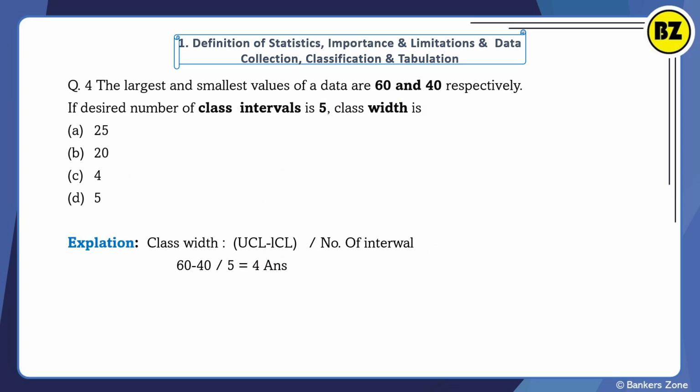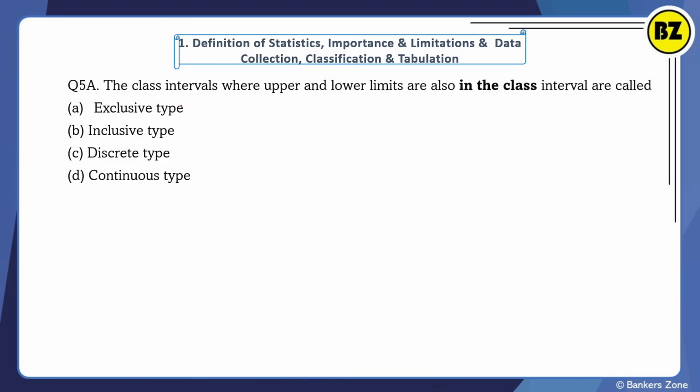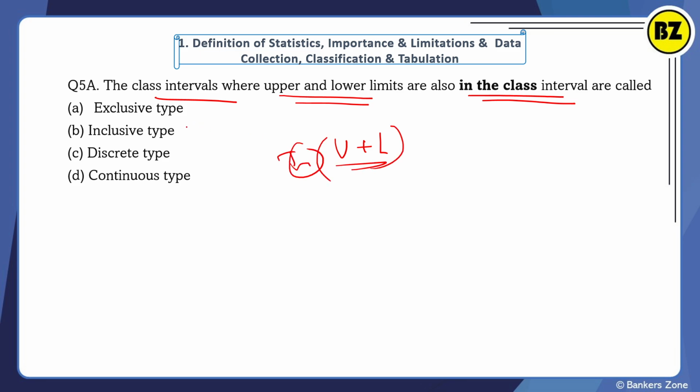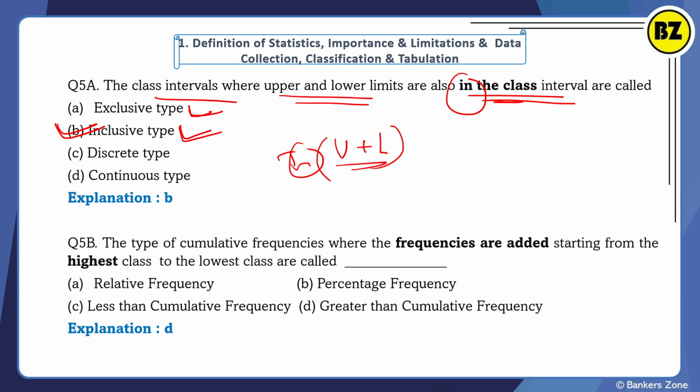Very easy, right? Next: the class interval where the upper and lower limits are also in the class interval is called as? When the upper and lower both are in the class, it is called inclusive. If they are out of the class, it will be exclusive. So here they are asking about within the class, so the correct option will be B, the inclusive type. Okay, now see the next question.